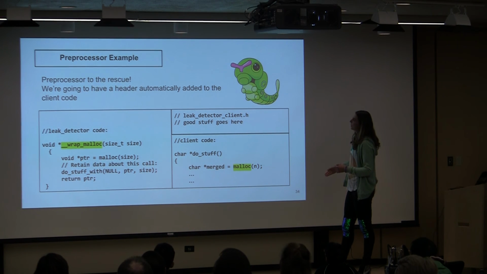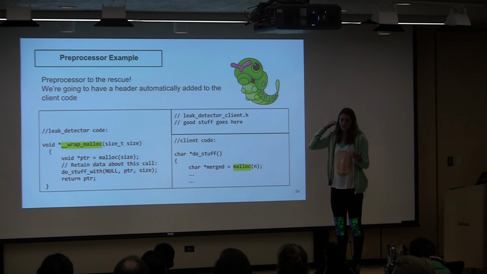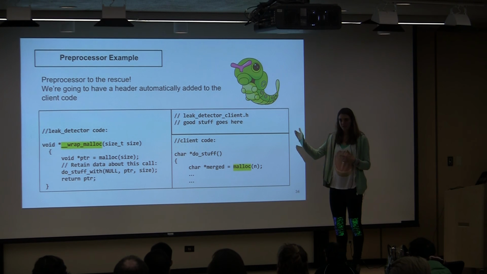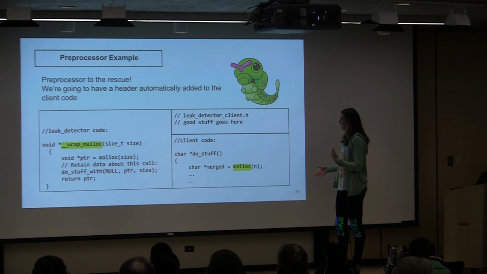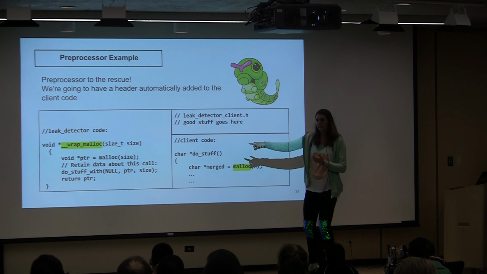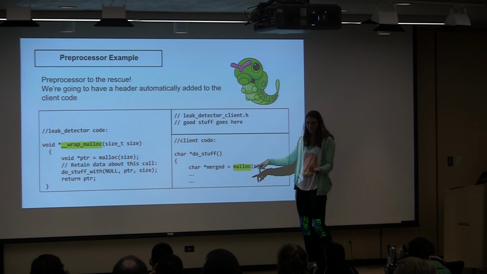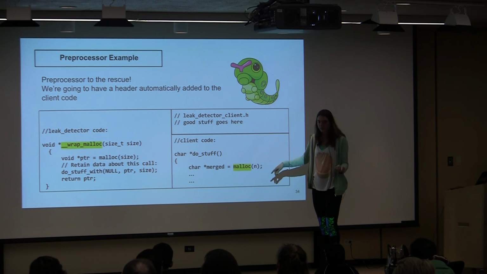So what we'll do is we will attach a header to the client code. And the client code doesn't have to know about this. We can write a makefile so that it just quietly attaches this header and replaces malloc with wrap malloc. Similarly, of course, it would also have to replace free with wrap free and realloc with wrap realloc.